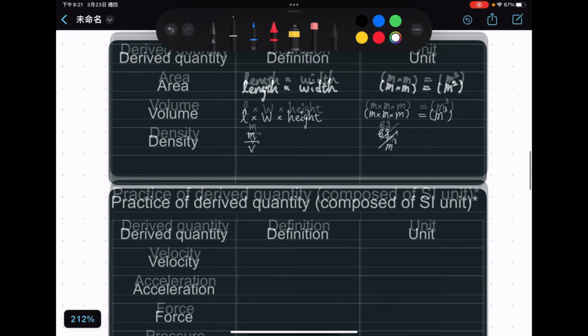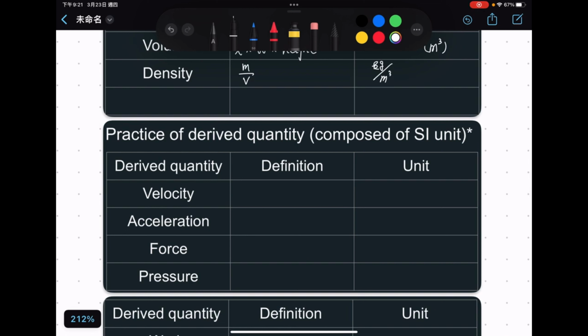So let's see the other four derived quantities. The first one is velocity. Velocity is defined by displacement per unit time, or you can say change in position per unit time. So we can say the displacement is a length, and the unit is meter, and the time is in seconds. So meter per second is the unit of velocity.